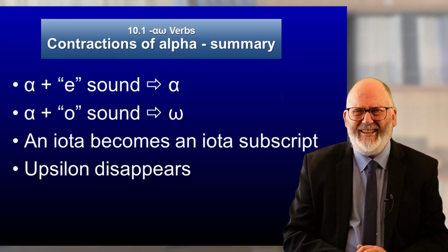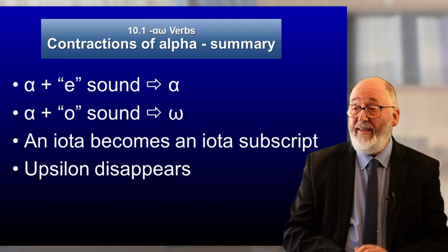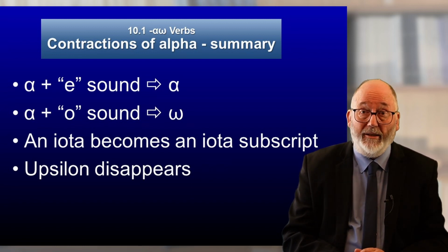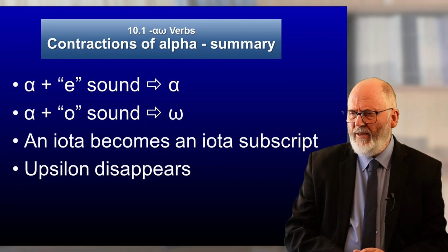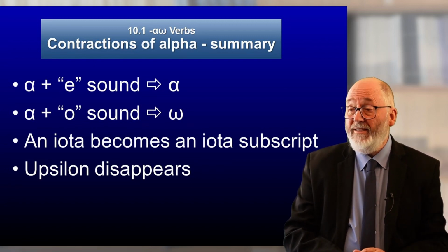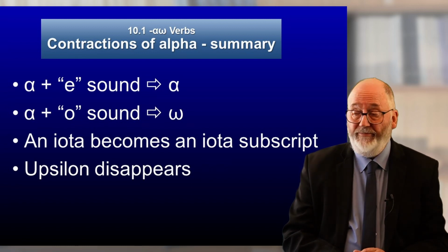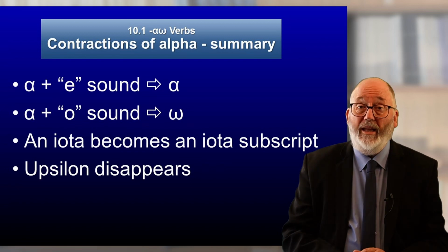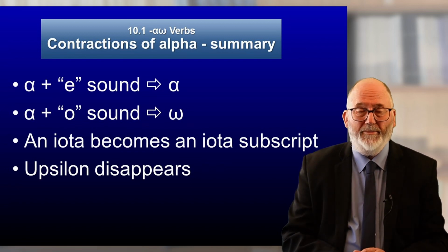Now that seems an awful lot of rules. Let's see if we can simplify them. Well, let's think of epsilon and eta being E sounds and omicron and omega being O sounds, and the rules come down to four. Alpha plus an E sound makes alpha. Alpha plus an O sound becomes omega, and iota becomes an iota subscript, and upsilon disappears.